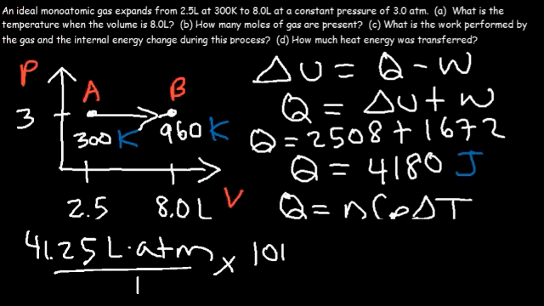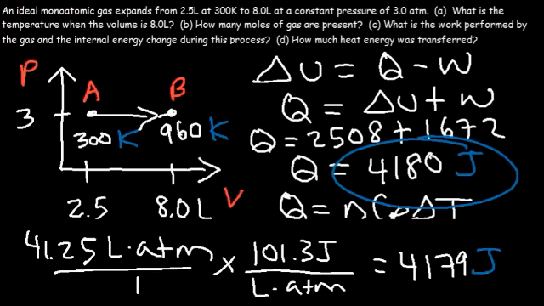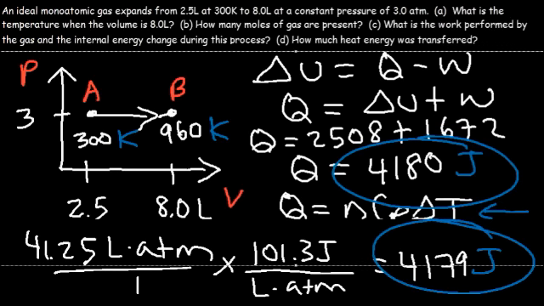So we need to multiply by 101.3 joules. And if you do that, you should get about 4,179. As you can see, these answers are very, very close. So that's how you can calculate the heat transferred in terms of pressure and volume, instead of using temperature. So you have many different ways in which you can calculate Q. But now let's talk about how we can derive that equation.